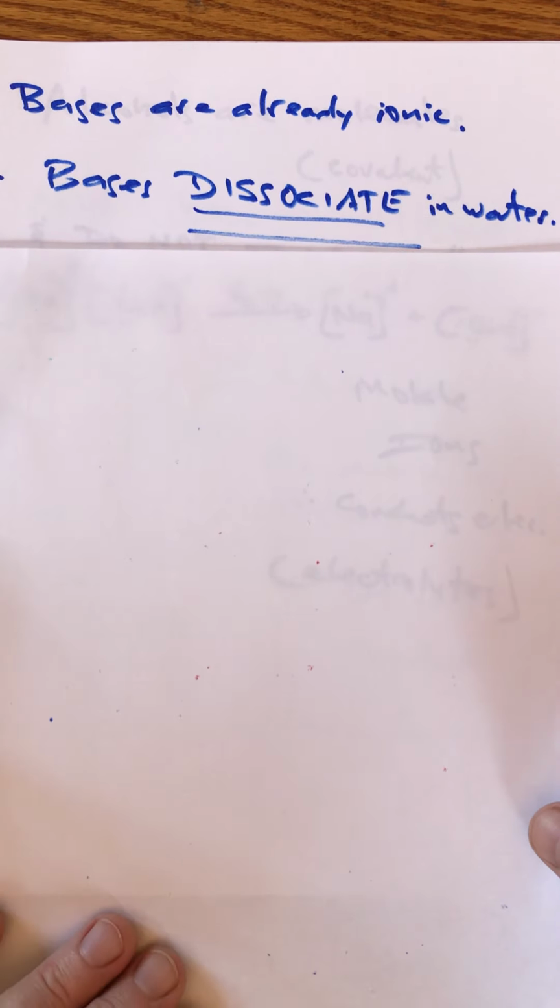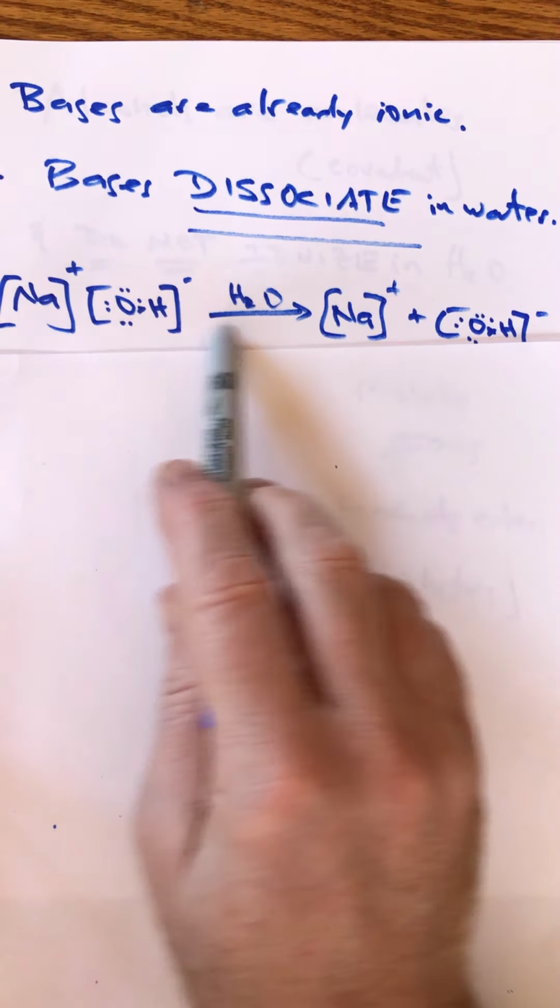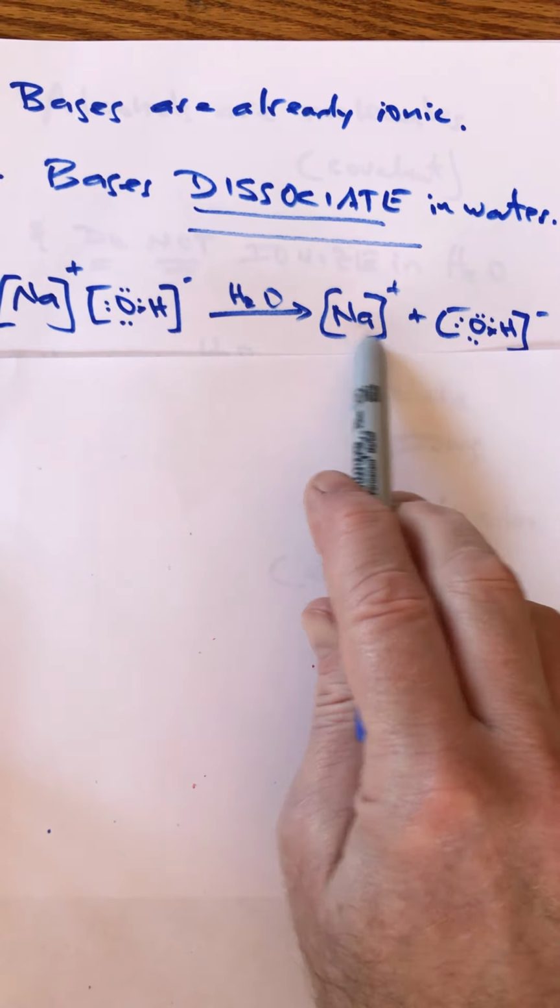Bases, they're already ionic, so we don't say they ionize in water, they dissociate in water. The ions separate from each other. Sodium hydroxide, you put it in the water, the sodium goes one way, the hydroxide goes another. They're mobile ions, they conduct electricity. Bases are electrolytes.